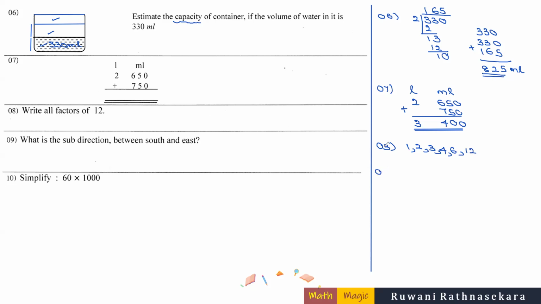Right, it's question number 8. Then question number 9. The subdirection between south and east, it's a very silly question. Between south and east, you find southeast. Right, the 10th question. You have to simplify the product of 60 into 1000. 60 into 1000 with 3 zeros added, it's 60,000.